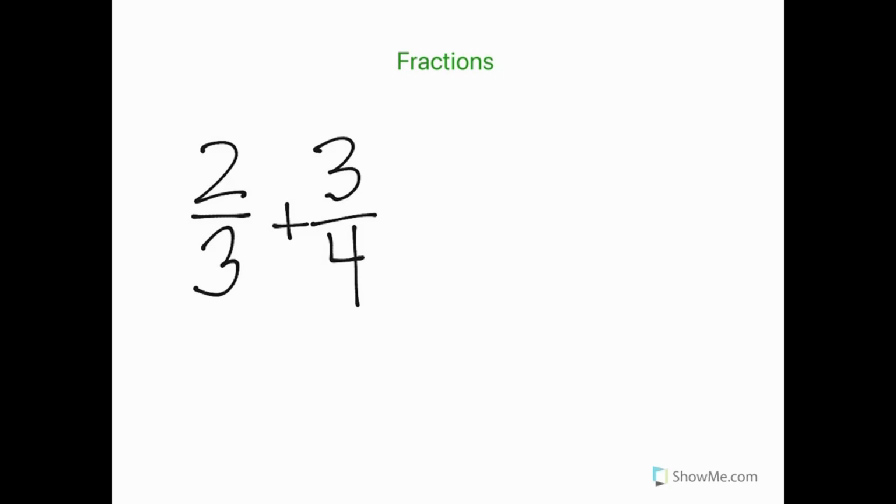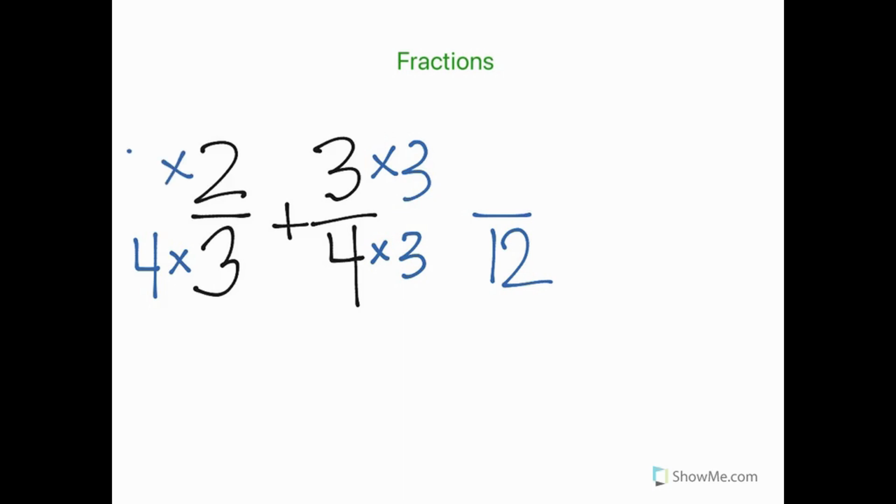Do you remember? We have to times the denominators by each other. So we'll do 4 times 3, and we'll do 3 times 4. That gives us our common denominator of 12. Okay. What do we have to do? Do you remember? We also have to times the numerator by those same numbers. 3 times 3 and 2 times 4. That's going to give us 8 over 12 and 9 over 12.